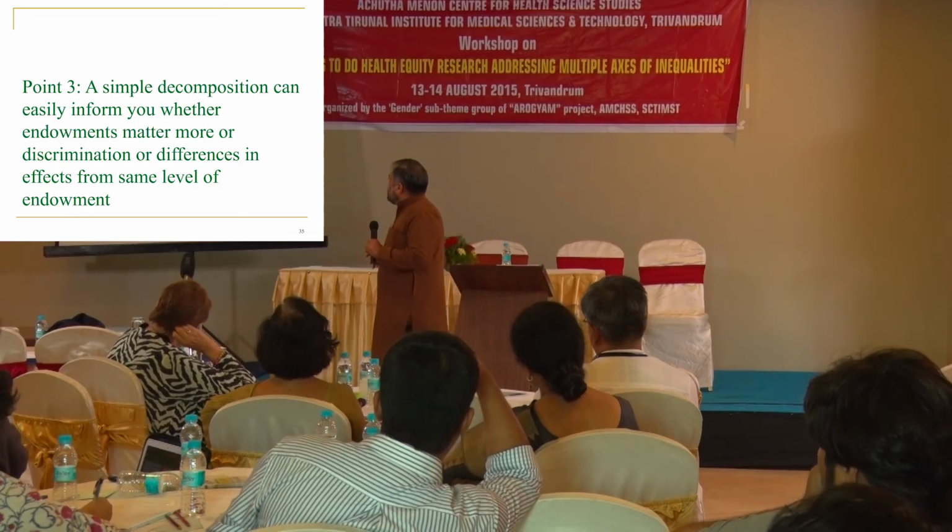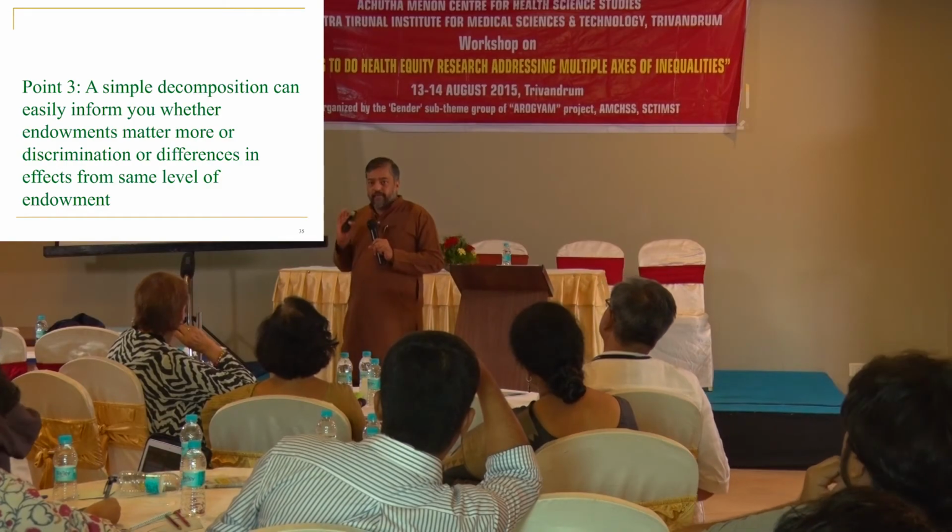When I finished, I said that this was the point I made in point 3 of my talk: simple decomposition can easily inform you whether endowments matter more, or discrimination, or difference in effects from the same level of endowment. That means here, because you are engaging with intersectionality, you must be able to definitely point to what attribute you are interested in. Suppose you are trying to make an intersection with caste, do it, but then you will know whether caste-based endowment sometimes can pull it down.